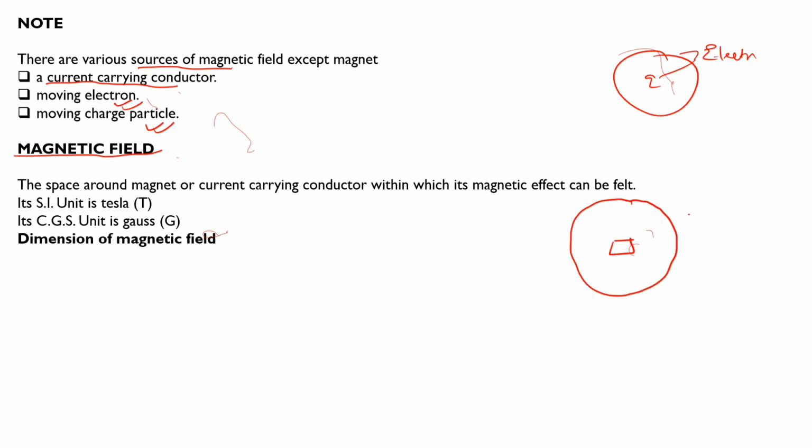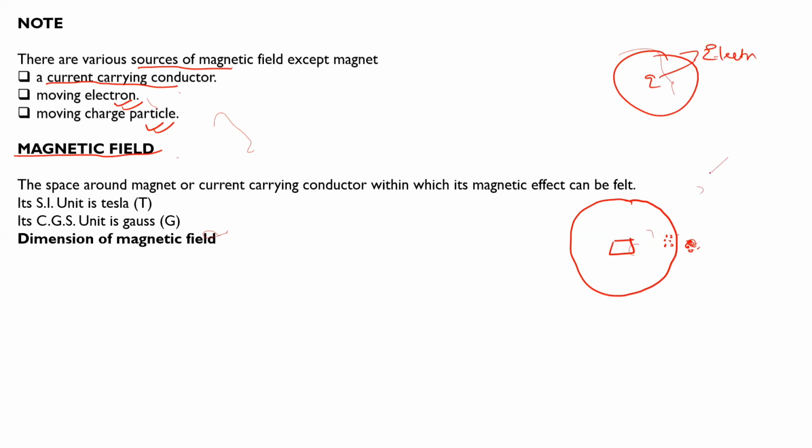Within that space, if you bring any magnetic material or magnet, then the magnetic effect can be felt. Suppose you have iron filings at a place that is out of the region, out of the space. These iron pieces won't experience any force. But whenever these iron pieces are sprinkled here, they will feel the magnetic effect, because they are in this region. This space around a magnet or current carrying conductor is said to be the magnetic field.